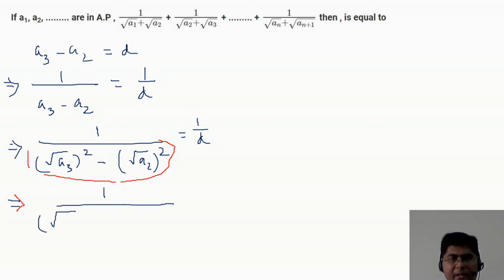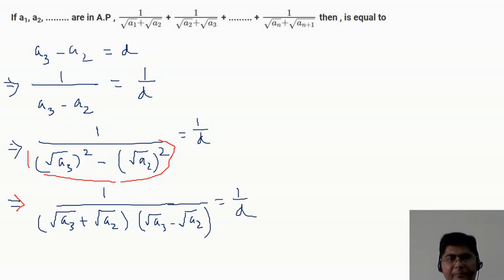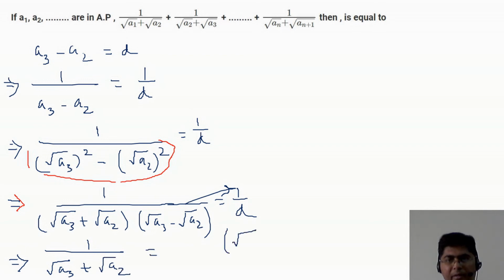So as I am writing down, root over a3 plus root over a2, then it will become root over a3 minus root over a2 is equal to 1 by d. So once again this will go up this side, so I'm just rearranging these equations. Root over a3 plus root over a2 is equal to root over a3 minus root over a2 divided by d.